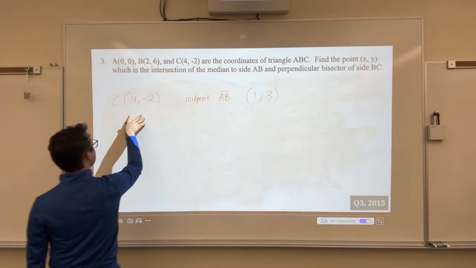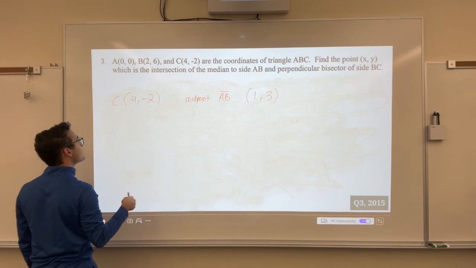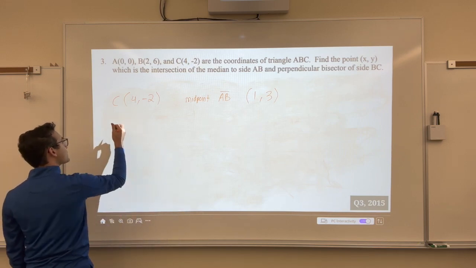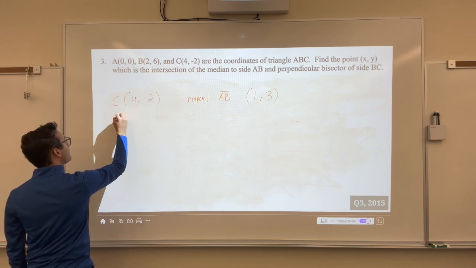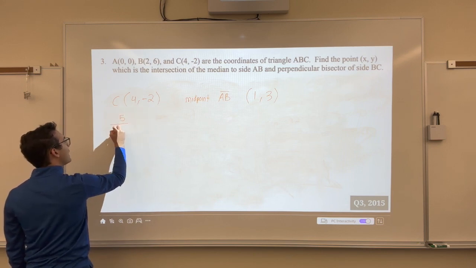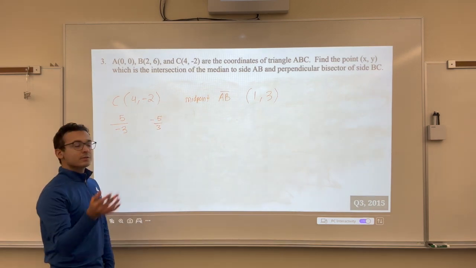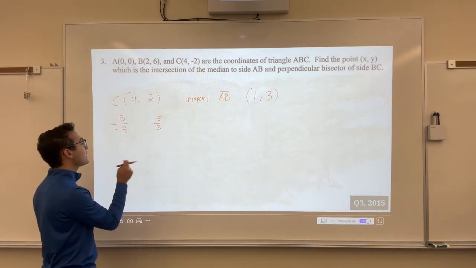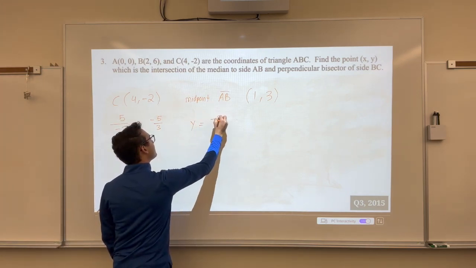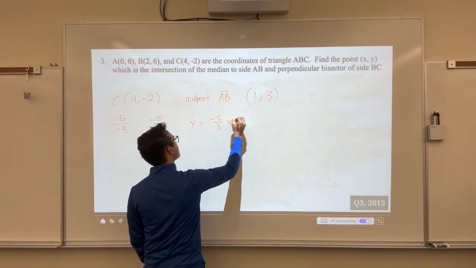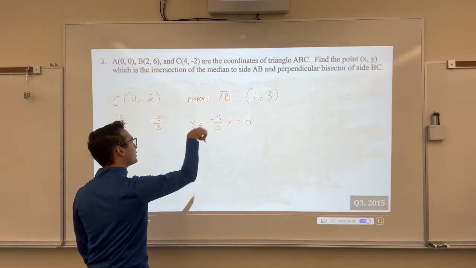And it also goes through 4 and -2. So we should be able to create an equation from those 2 points. So the slope would be the change in y over the change in x, which would be 5 over -3. Or we could write -5/3. So now that we know the slope of this line is -5 over 3, we can say that y is equal to -5 over 3x plus b. And let's solve for b. Let's plug in the midpoint. Why not? 1 comma 3.